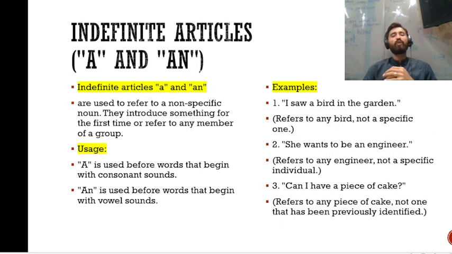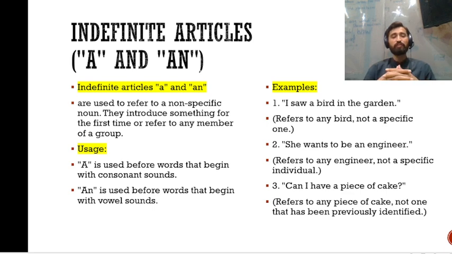Now, let's move on to indefinite articles. The first one is a and the second one is an. They are used to refer to non-specific nouns that introduce something for the first time or refer to any member of a group.